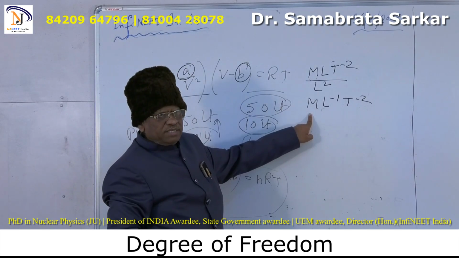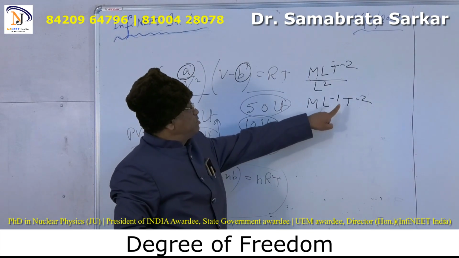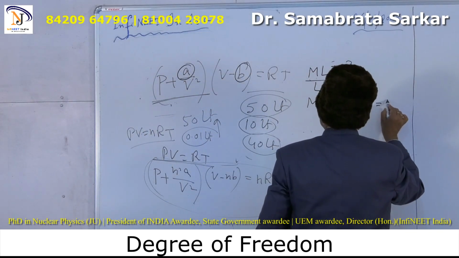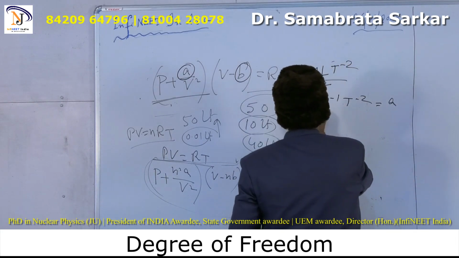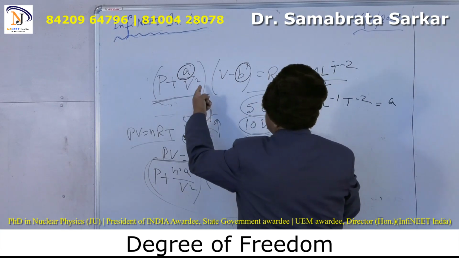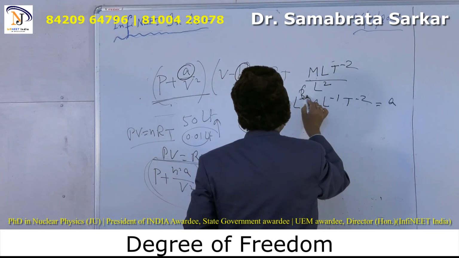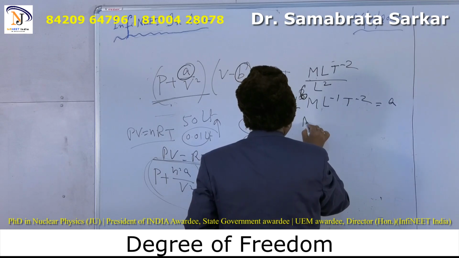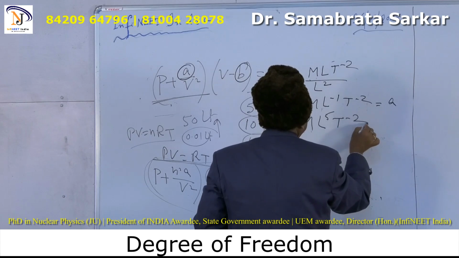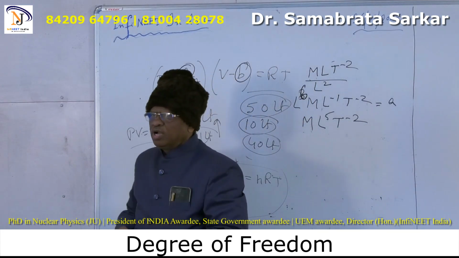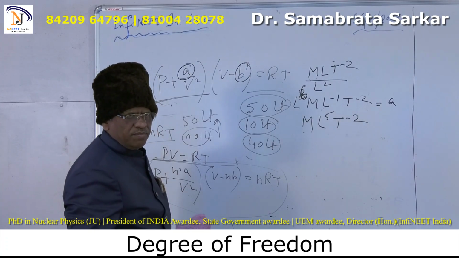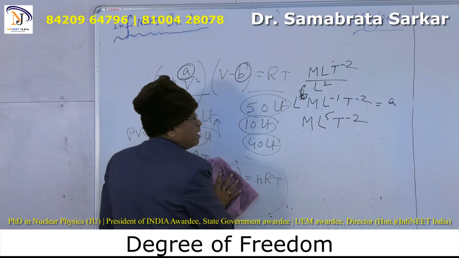This is M L to the power minus 1 T to the power minus 2, that is P, and this is A, and here you have to multiply it with L cube. V square means L to the power 6. Then you can write M L to the power 5 T to the power minus 2. So it is easy. See, this question may also be asked in your exam. Okay, clear?